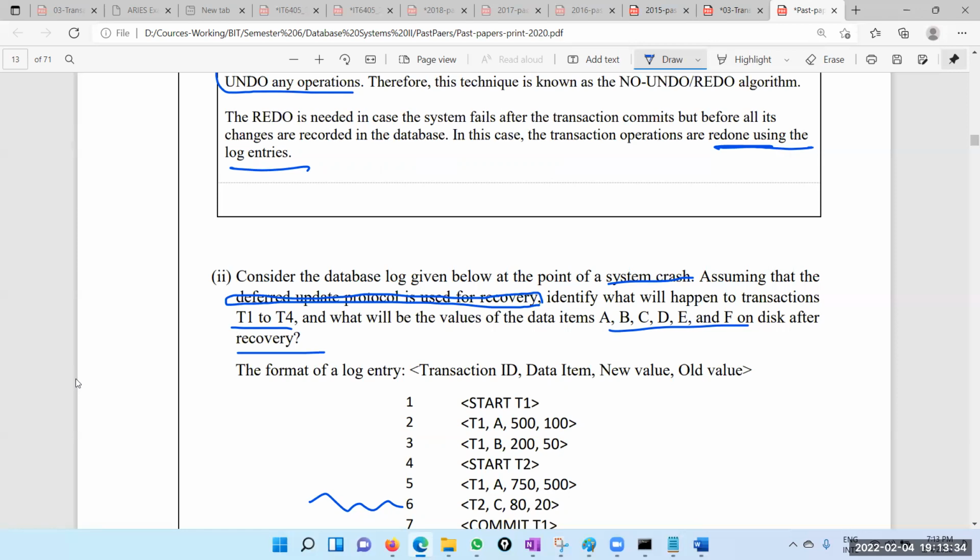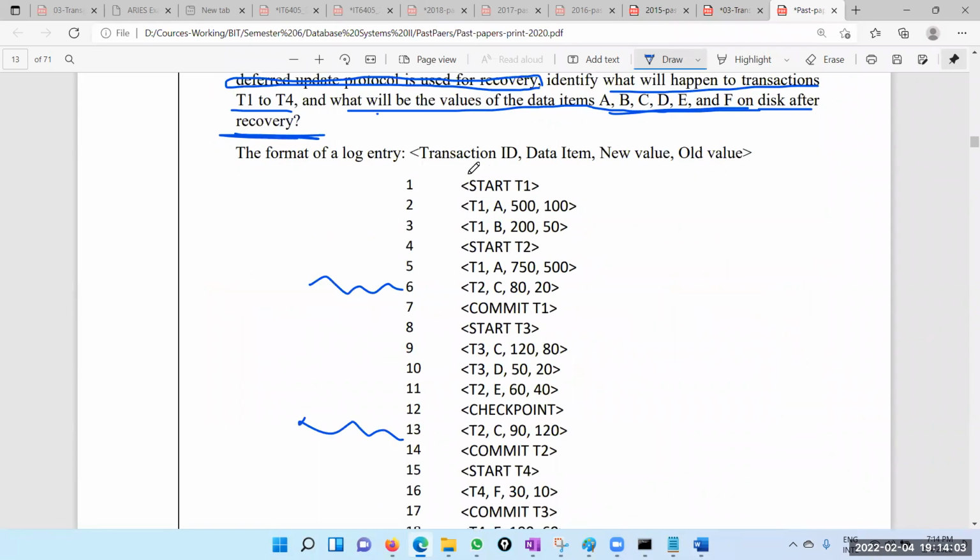So remember this, here you don't have any optional questions. Every question you have to do. So what will happen to the transactions T1 to T4? Now this is the first part of the question. Second part, what will be the values of the data items A, B, C, D, E, F after recovery. And this is the format: transaction ID, data item, new value, old value.